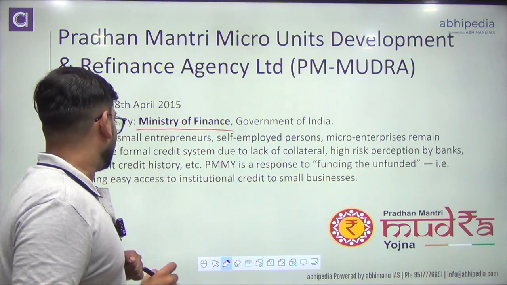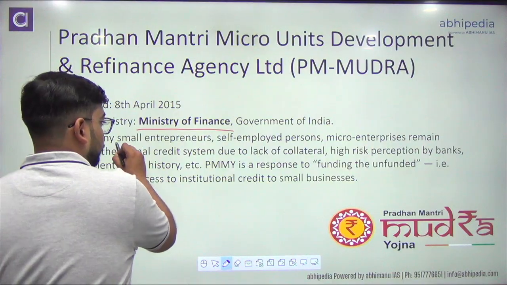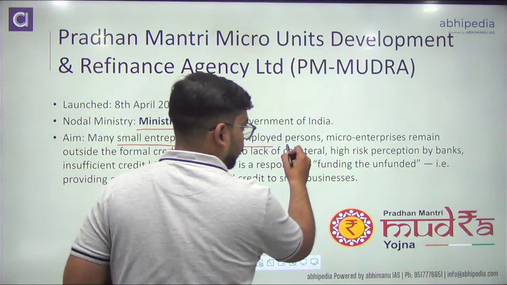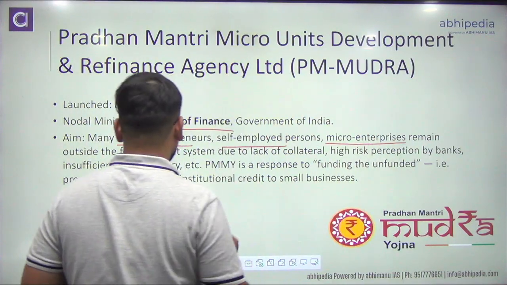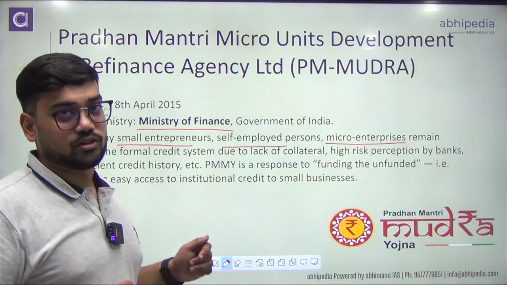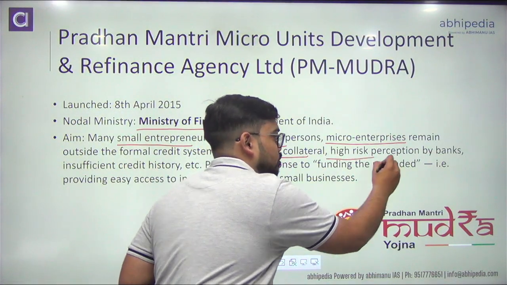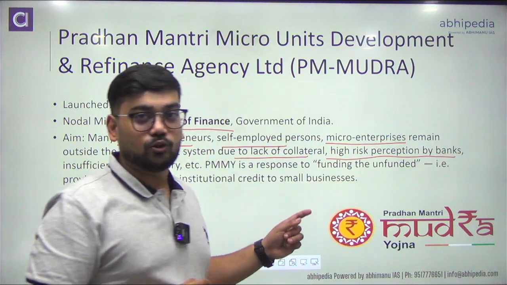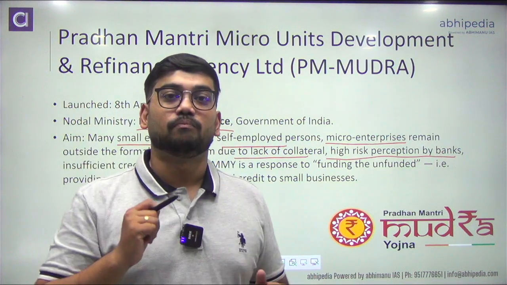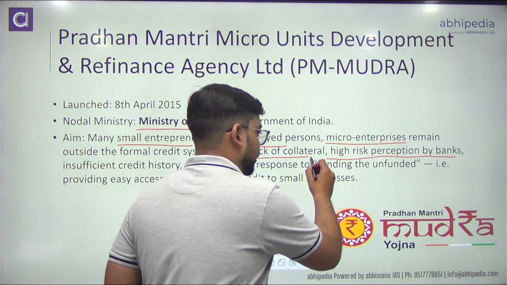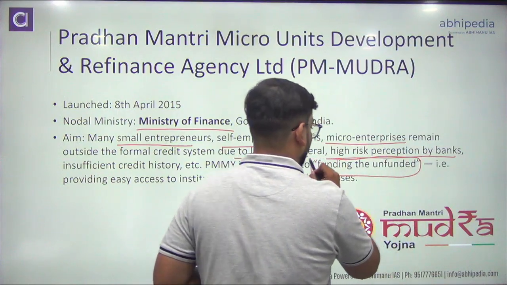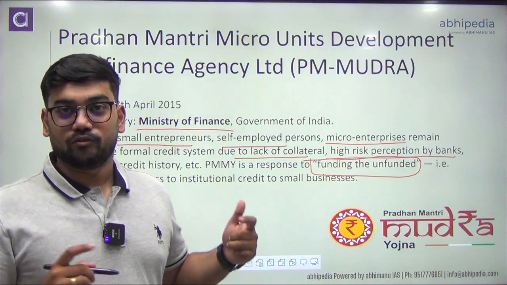What is its aim? It provides loans to small entrepreneurs, self-employed persons, and micro enterprises that remain outside the formal credit system. But why? Due to lack of collateral or high risk perception by banks. Therefore, to explain this scheme in a few words, we can simply say that it is funding the unfunded. Let's understand the important features of this scheme.